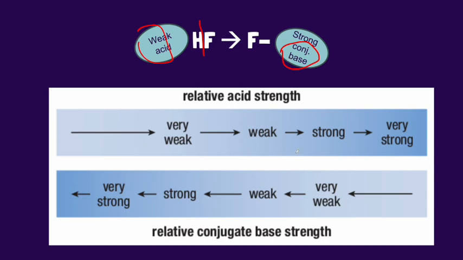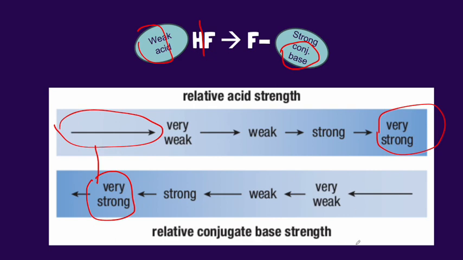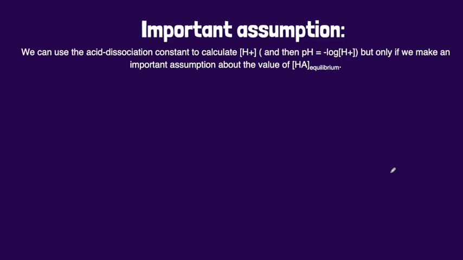This is what this picture is telling us, that if you have a very weak acid, when it dissociates, it has the ability to be a very strong conjugate base. So whatever weak acid you have, it makes a strong base, and whatever strong acid you have, it has the ability to make a weak base. Okay.